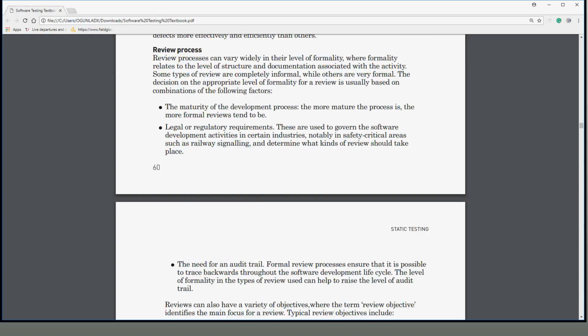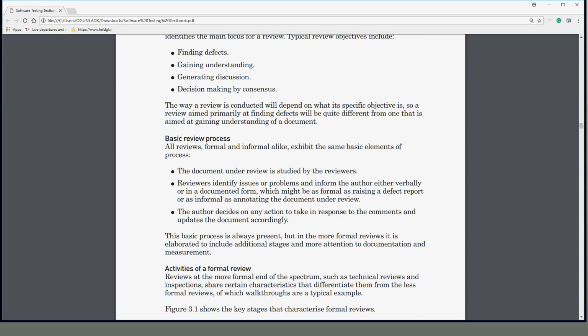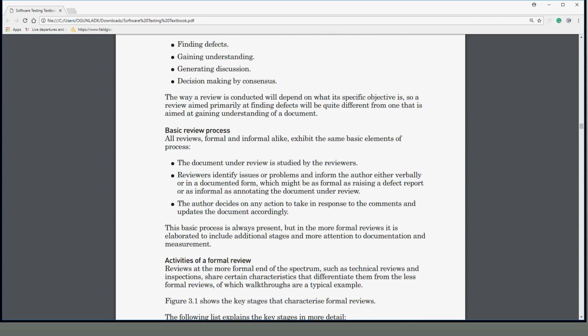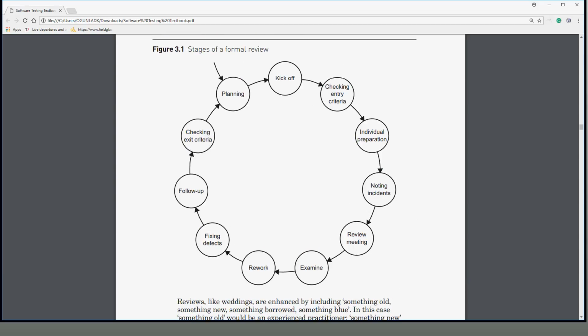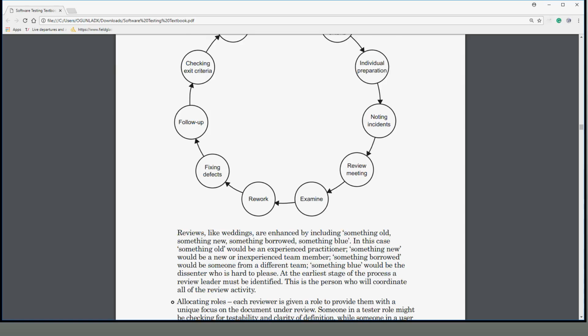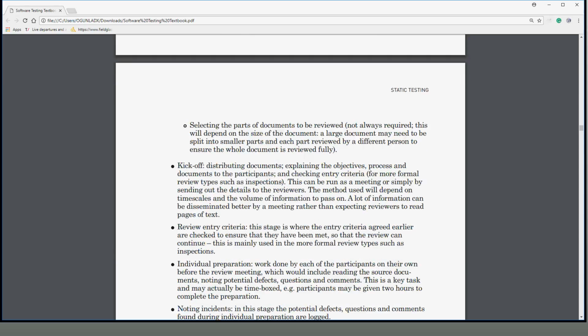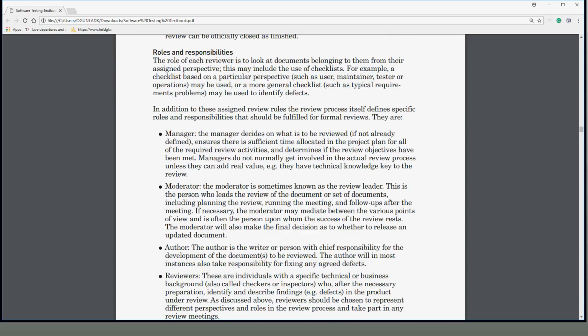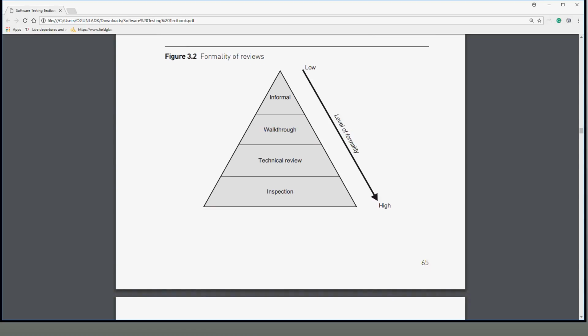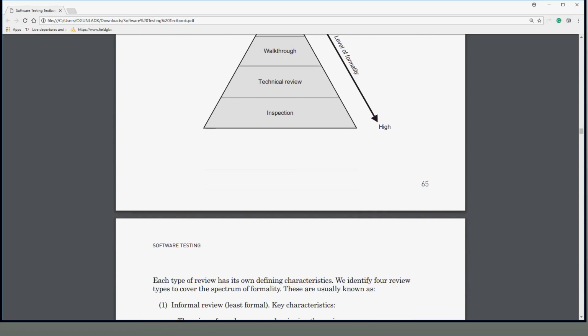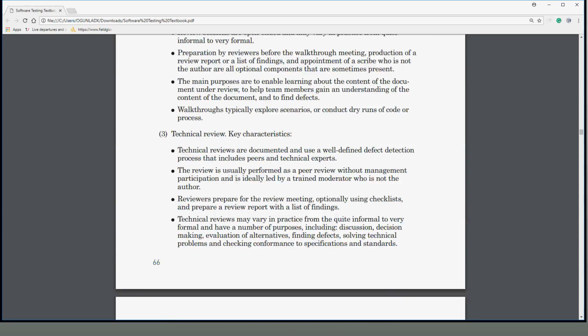So I would say, if you read through, it's not something that you go for an interview and they ask you what are the process or stages of formal review. You won't even get that, to be honest. So I wouldn't worry too much on that. So in this little time that we have, formal, informal review, walkthrough, or technical review, I won't go into that.